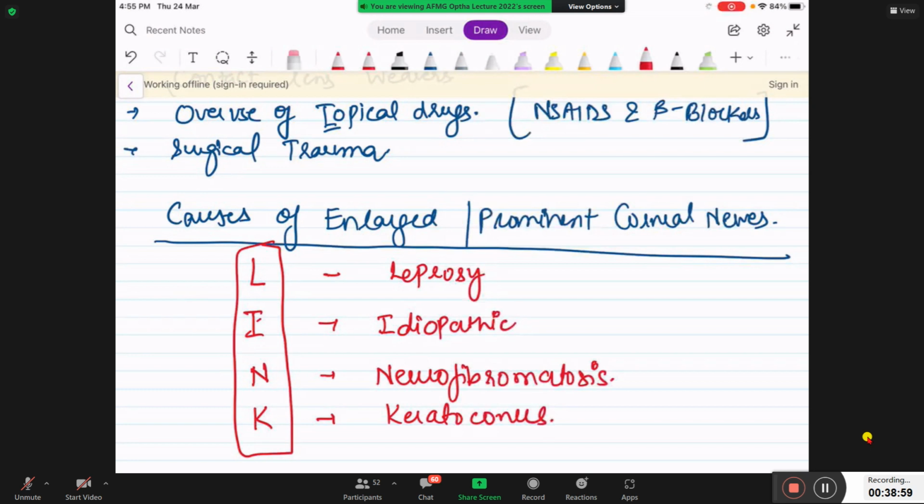keratoconus. Kerato means, again I told you, cornea, right? Conus means cone shape. So cone-shaped cornea is called keratoconus, and we will discuss it in cornea. What is keratoconus? There I'll ask you about keratoconus. What are the causes of enlarged prominent corneal nerves? Differential diagnosis, the mnemonic is LINK. Clear?